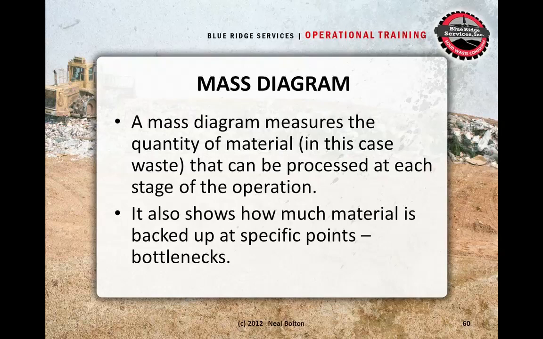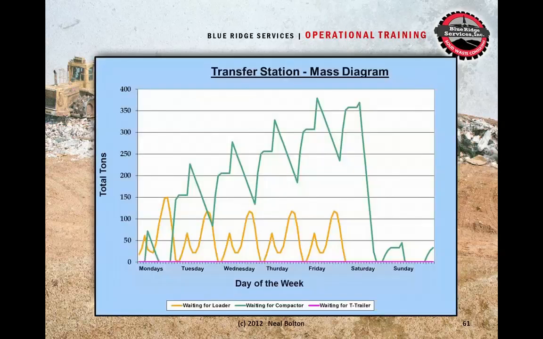Now, this chart right here shows a mass diagram for a transfer station. And it's set up to cover an entire week. It shows how much waste is on the ground in the transfer station, on the floor, waiting for the loader to do something with it. In this particular transfer station, that waste was pushed into a compactor, compacted into a big semi-load, and then hauled to the landfill. And so we looked at three different things. We looked at how much waste at any given time is on the floor waiting for the loader. We looked at how much waste at the next stage of the operation was waiting to get into the compactor, and then how much waste was waiting for a transfer trailer.